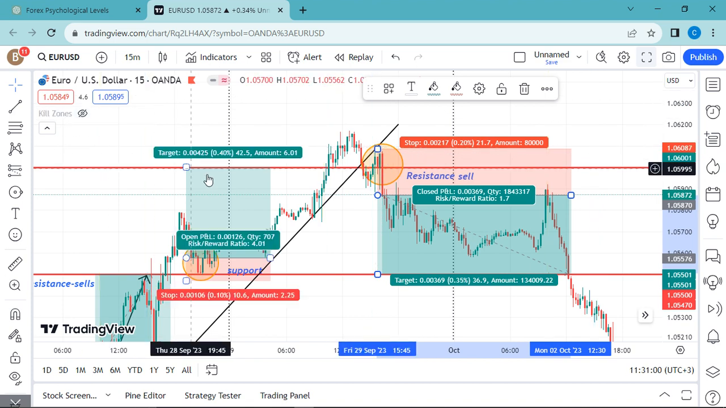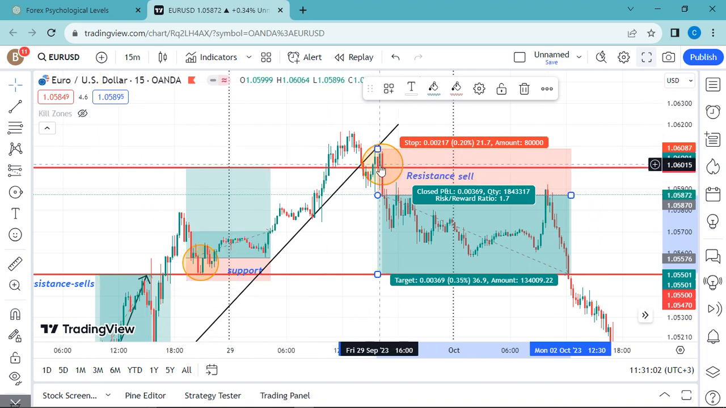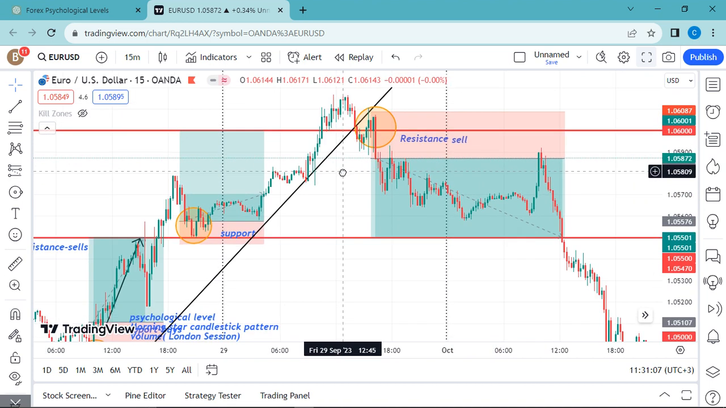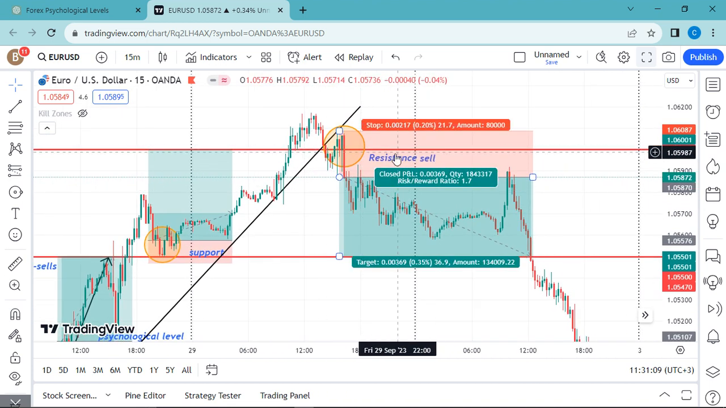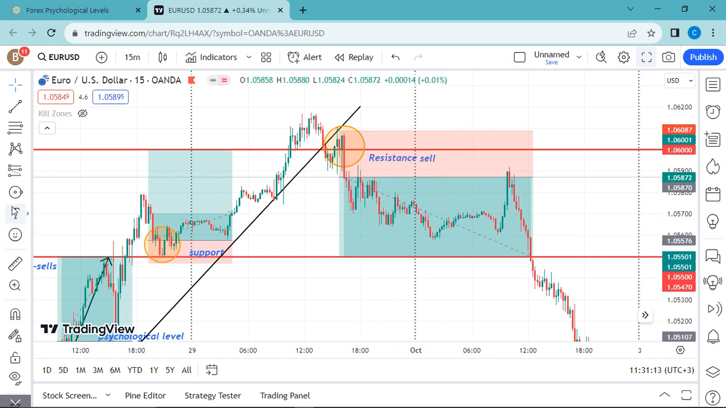I want you to see this clearly. This region acted as our resistance level. This psychological level acted as our resistance. And resistance, we are looking for sell. So, what were the confirmations?